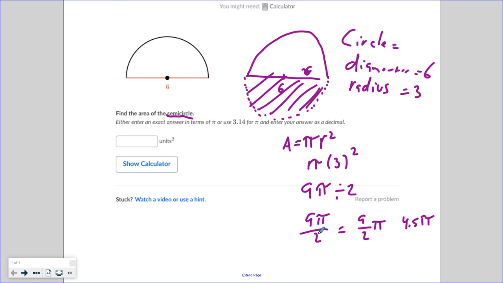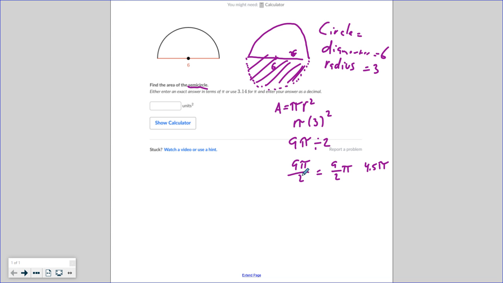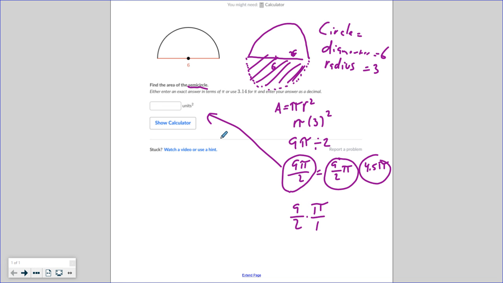These all mean the same thing, right? If you think about it, 9 pi over 2 is the same as if I were to take 9 over 2 times pi over 1. Right? If you think about this right here, 9 times pi is 9 pi. 2 times 1 is 2. So whether you write it this way, 9 pi over 2, 9 over 2 times pi, or divide 9 by 2 and you get 4.5, you get the same answer. So if somebody's asking you for the exact answer, you could put any of these 3 answer choices, right? They all mean the same thing.